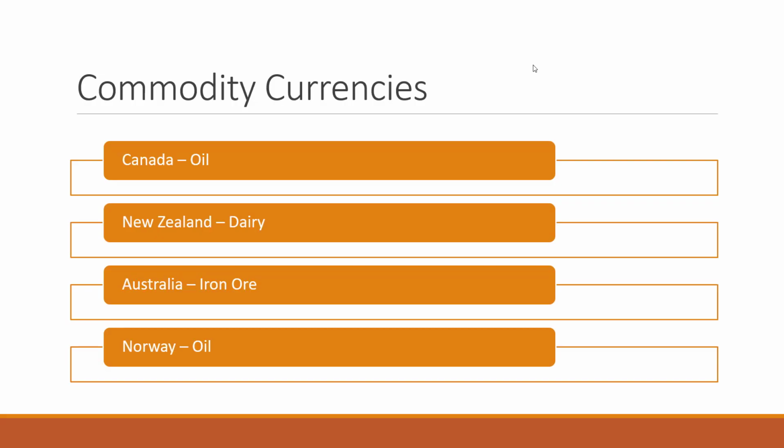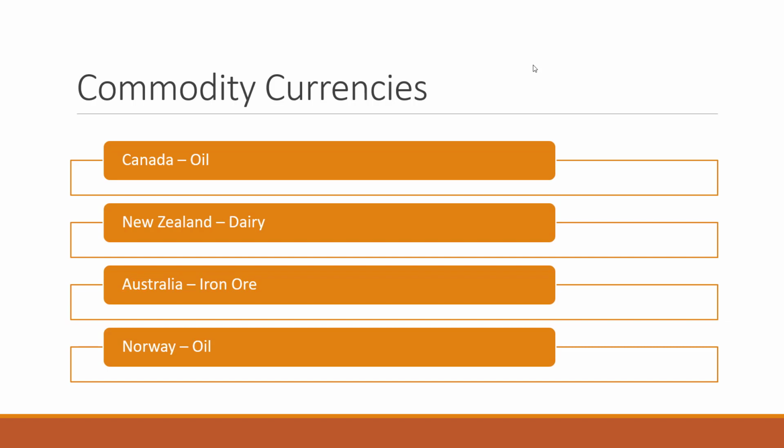The factor that's probably going to be bigger for the New Zealand dollar is the next currency we're going to look at, which is Australia, or the Australian dollar. Australia exports a lot of iron ore. So if iron ore is moving up or down, the Australian dollar will move along with that.